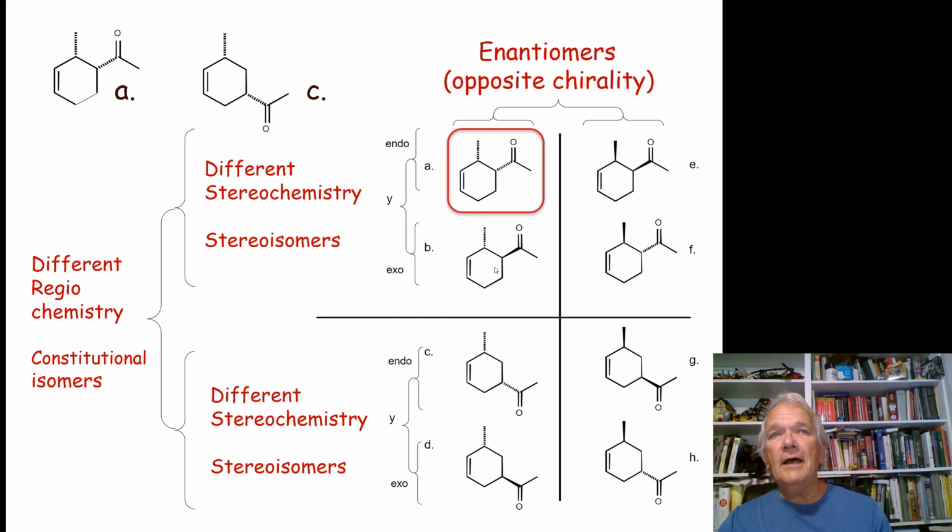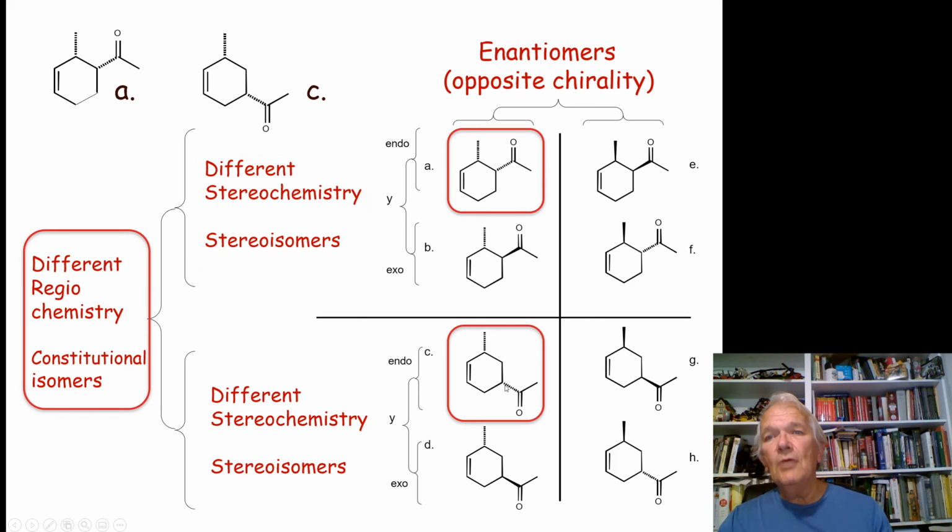And then we compare A and C. What's the relationship between A and C? Well, this is different regiochemistry. So they're constitutional isomers. The carbonyl is simply at a different place. So that's a constitutional isomer. So there's three kinds of isomers here. There's enantiomers, diastereomers, and constitutional isomers.